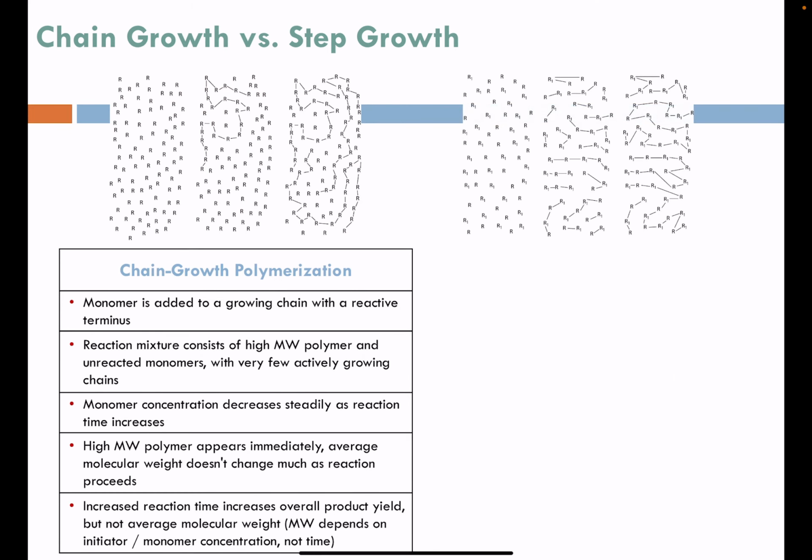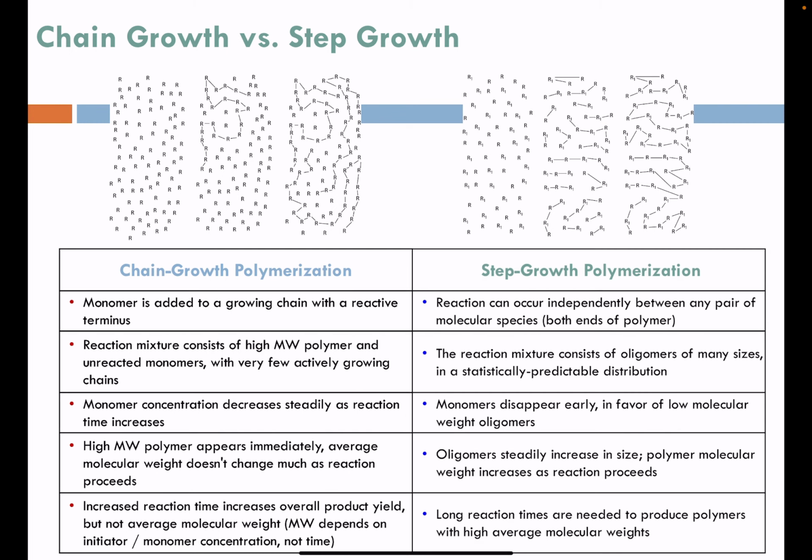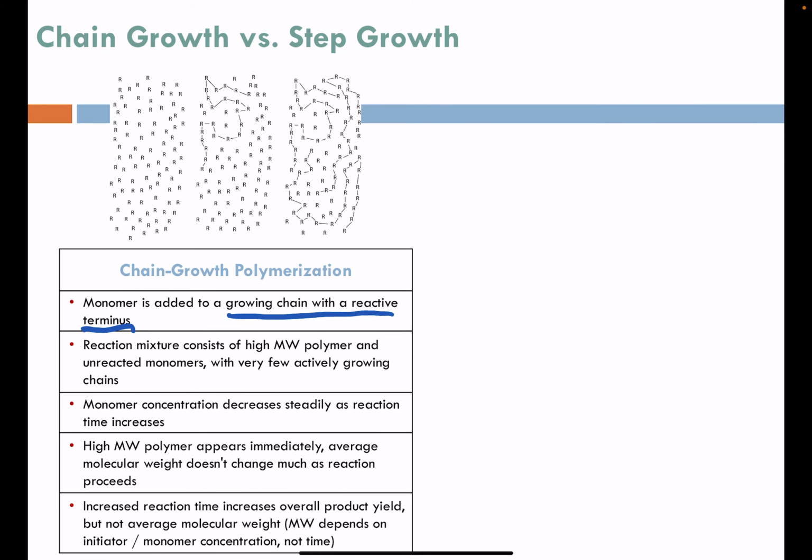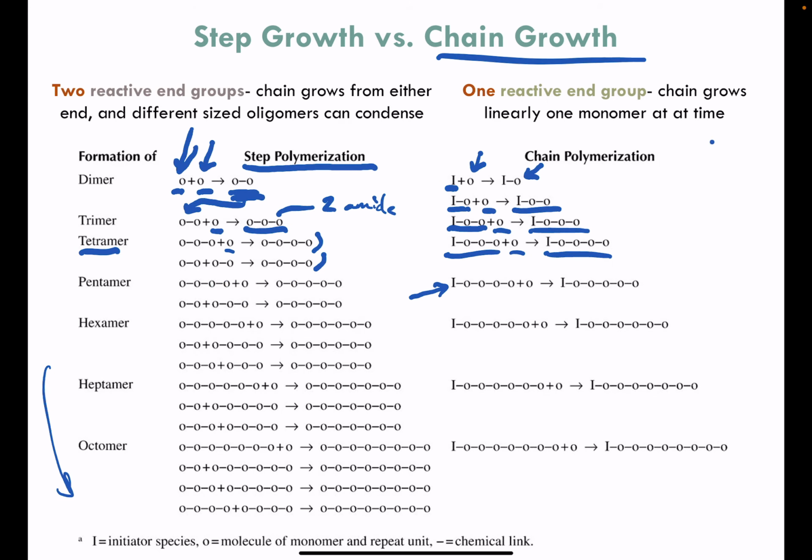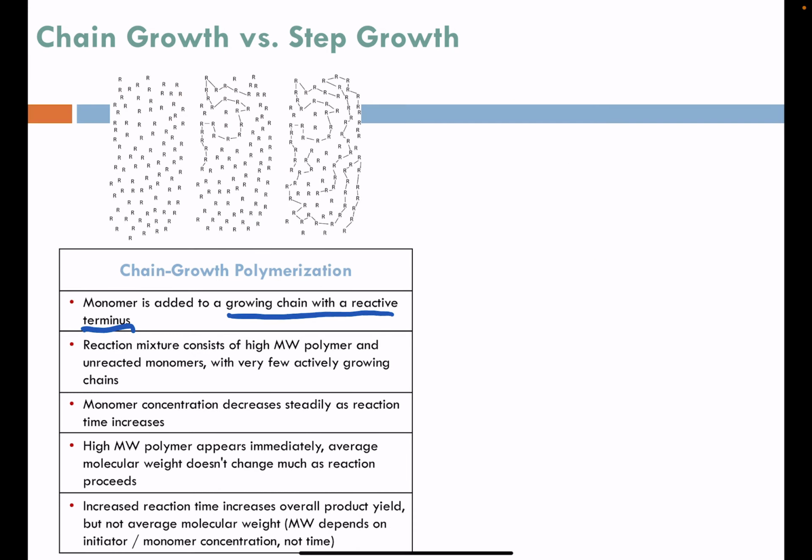Okay, contrasting some characteristics of chain and step growth polymerization. Here we'll just note some additional features. So monomer tends to be added to a growing chain with a reactive terminus in chain growth polymerization. So we saw that just before on the previous slide here. So we're talking about this category here. Mixture tends to consist of very high molecular weight polymer and unreacted monomers. Okay, and we generally have very few chains that are growing.